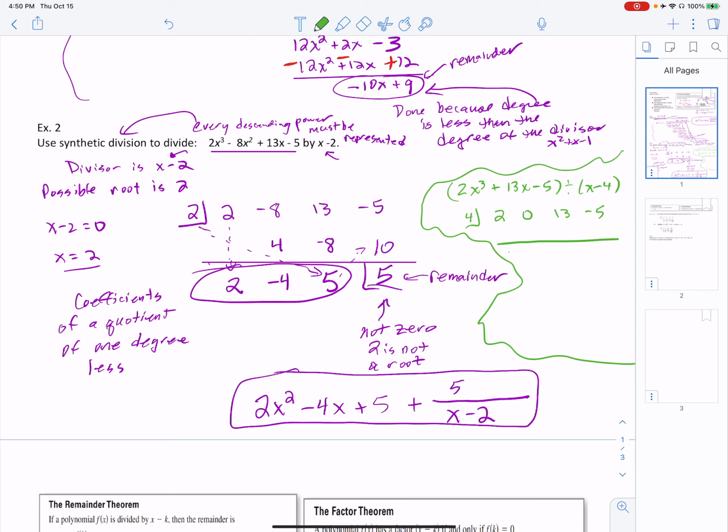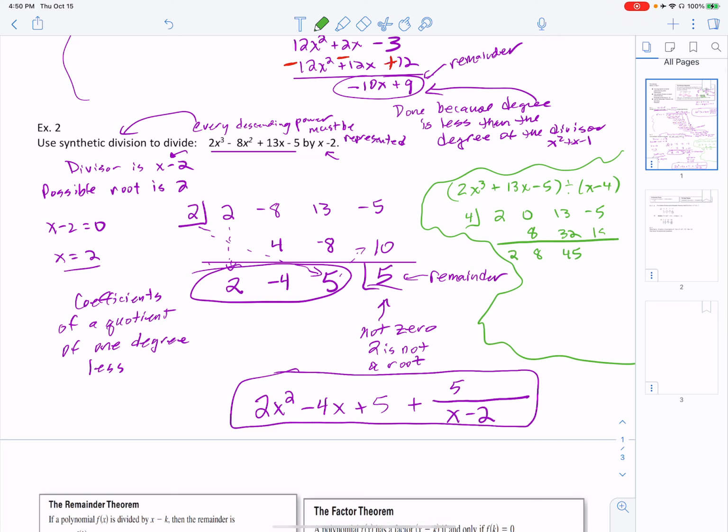Every descending power needs to be represented. Then bring down your 2, multiply times 4 is 8, and add. 0 plus 8 is 8. 8 times 4 is 32, and add. And 45 times 4 is going to be 180. And then that remainder is going to be 175. And so we would get 2x squared plus 8x plus 45, and then put that remainder over your divisor of x minus 4. And there's another example of synthetic division.